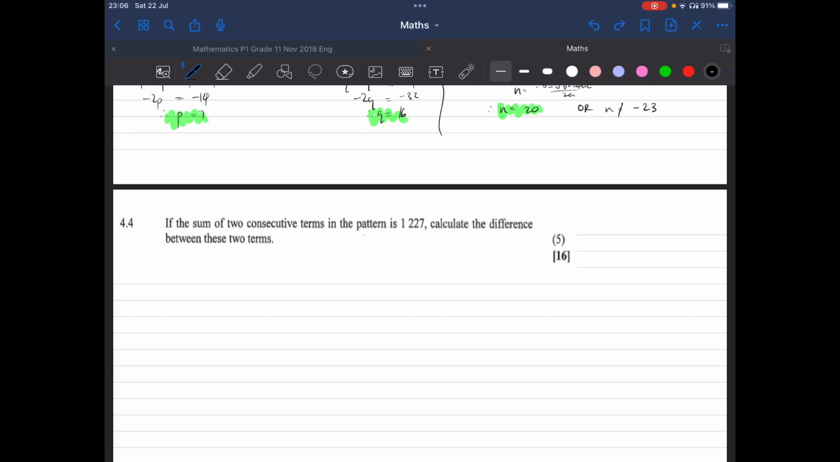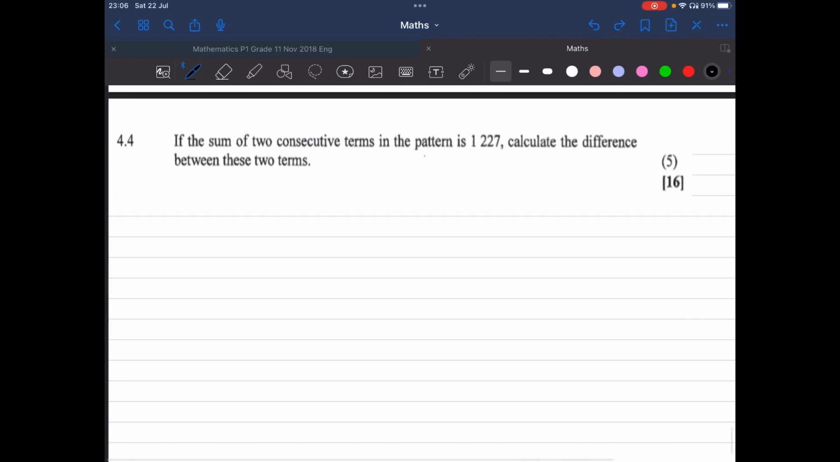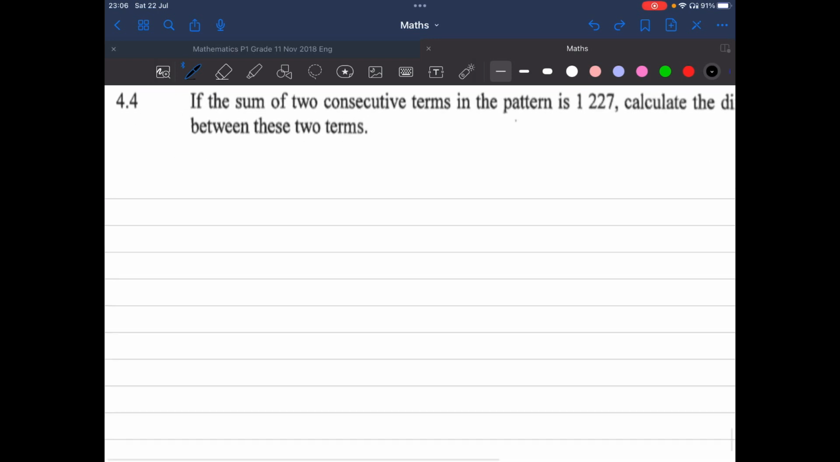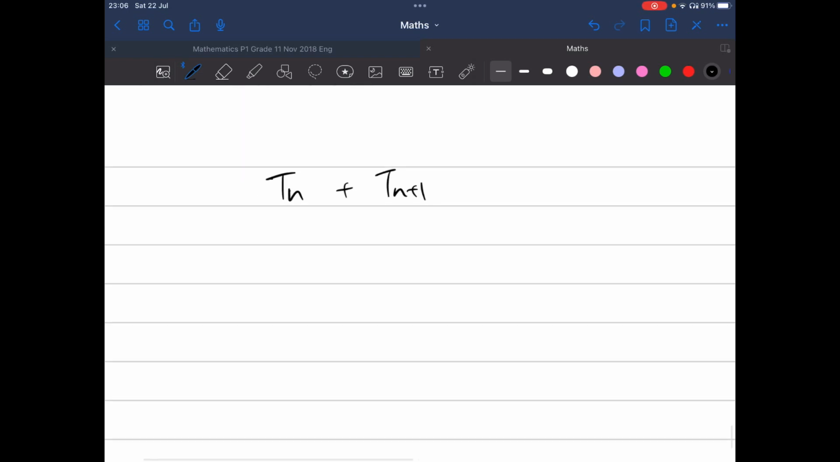Okay, so the sum of two consecutive terms, right? So let's think about this. Tn plus Tn plus 1. Okay, what does that mean?